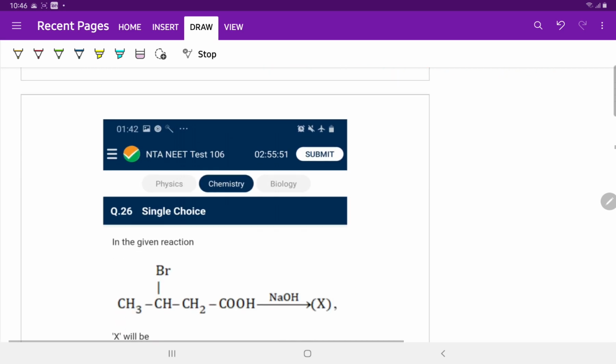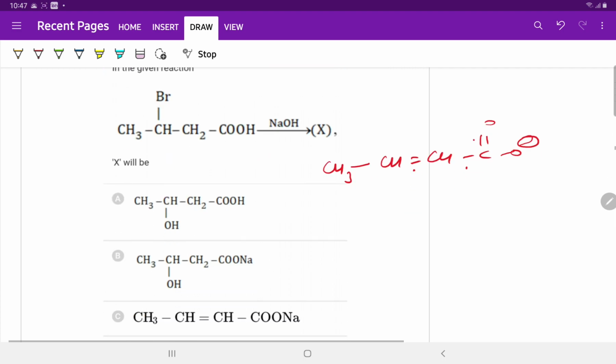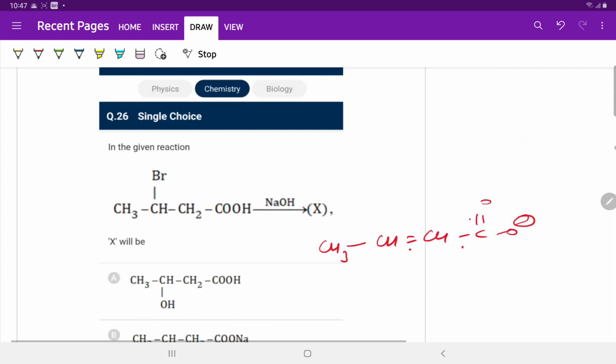Question number 26. The carboxylic acid reacts with base, so there is a formation of salt. There is also E2 due to the conjugation of the double bond. This is conjugation: double bond, single bond, then double bond. So option C is correct for question number 26.